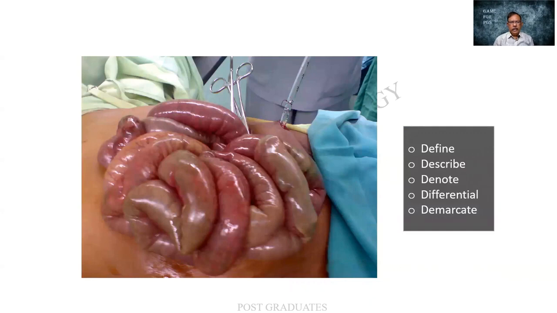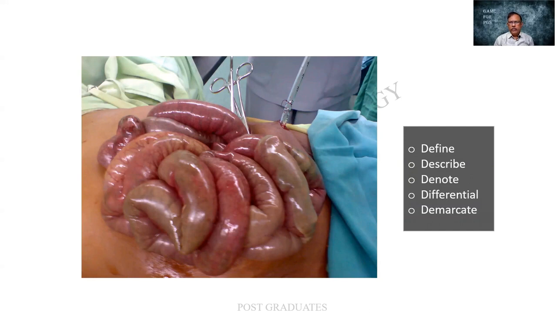Certain organs or lesions, when they are given to you, are not of great difficulty to diagnose, but then it has to be orderly. Define, describe, denote, differentiate, or what are the differentials? Demarcate. Some mnemonic that I just designed.